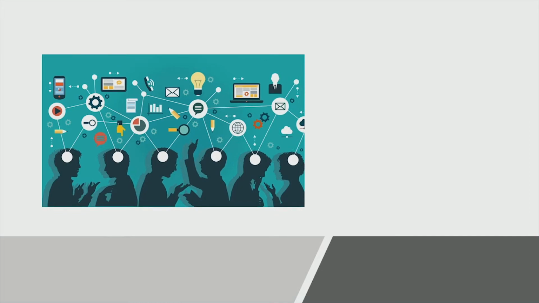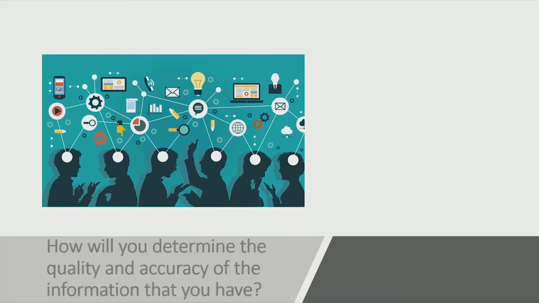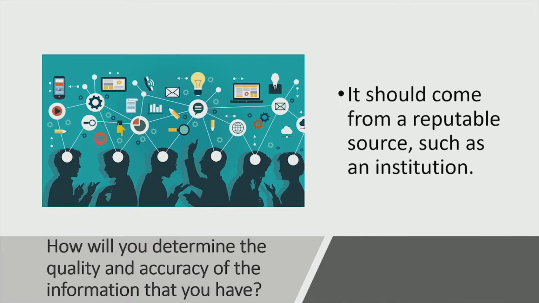How will you determine the quality and accuracy of the information you have? First, it should come from a reputable source such as an institution. You will figure out if the source of the information is reputable, especially in social media accounts nowadays. It would be indicated by a check mark, which indicates it is verified as true.